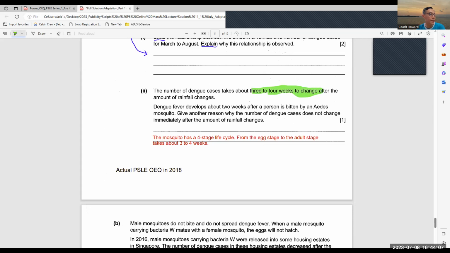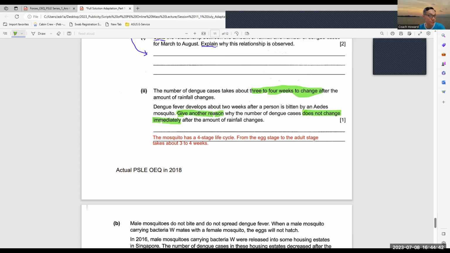Okay, now they say give another reason. Give another reason why the number of dengue cases does not change immediately. Okay, the keyword is does not change immediately after the amount of rainfall changes. So this question actually tests your understanding about the life cycle of the mosquito, because only at the adult stage will the mosquito spread the dengue disease. So you mention the mosquito has a 4-stage life cycle. From egg stage to the adult stage takes about 3 to 4 weeks.